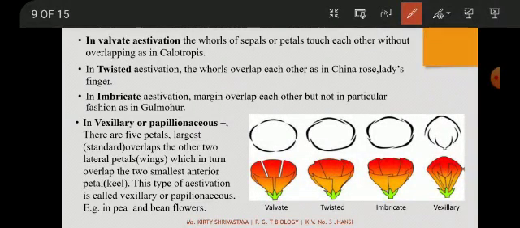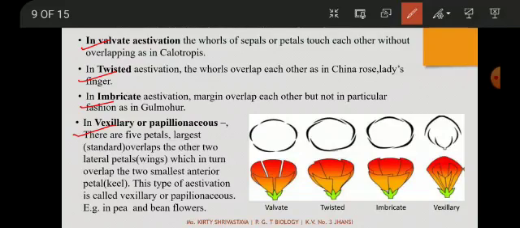Now, depending upon the mode of arrangement of sepals and petals in the floral bud with respect to the other members, the aestivation is of 4 types. Number 1, the valvate aestivation. Number 2, the twisted aestivation. Number 3, the imbricate aestivation. And number 4, the vexillary or papilionaceous aestivation.